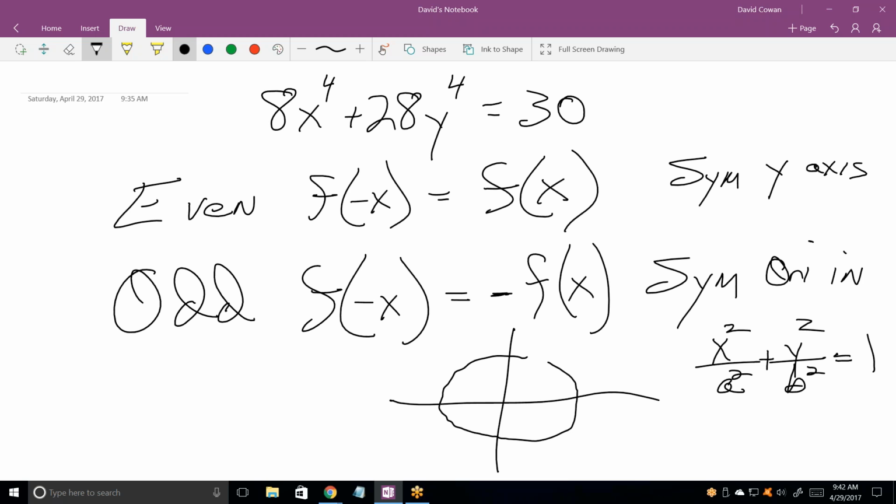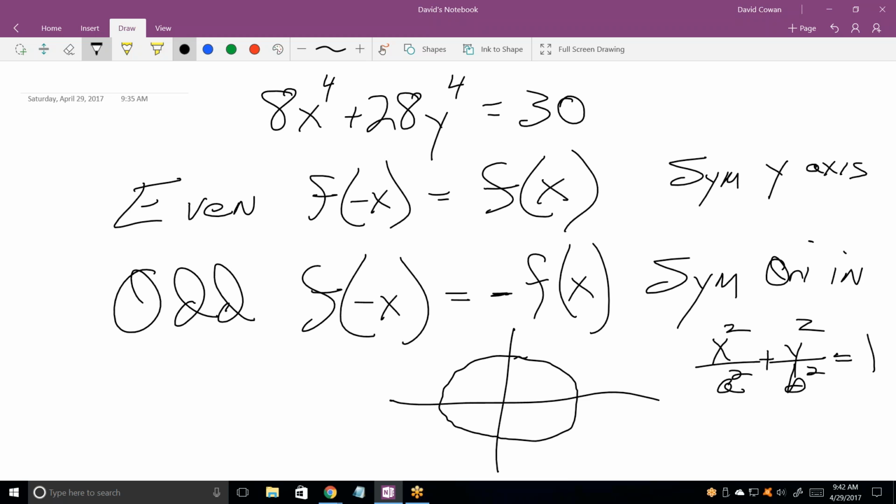Seems a strange problem that they would give you. I'm not sure I've completely worked it out. But this is the equation of an ellipse. And we can see that the ellipse has symmetry over the y-axis. It has symmetry over the x-axis, which means it has symmetry over the origin.